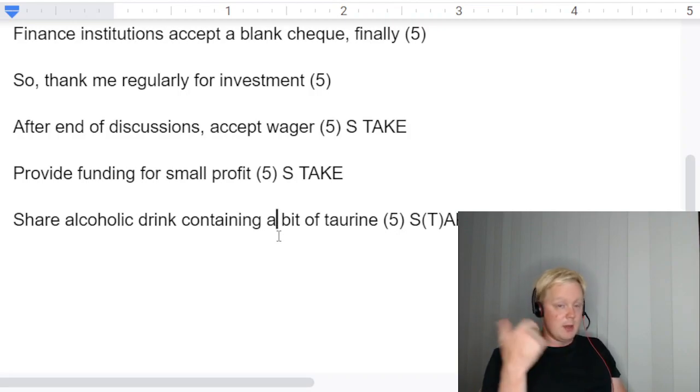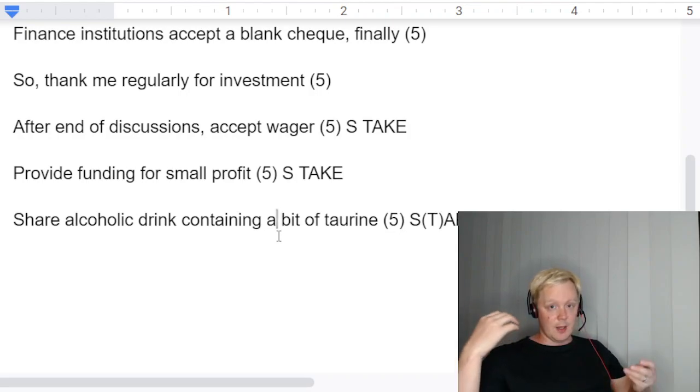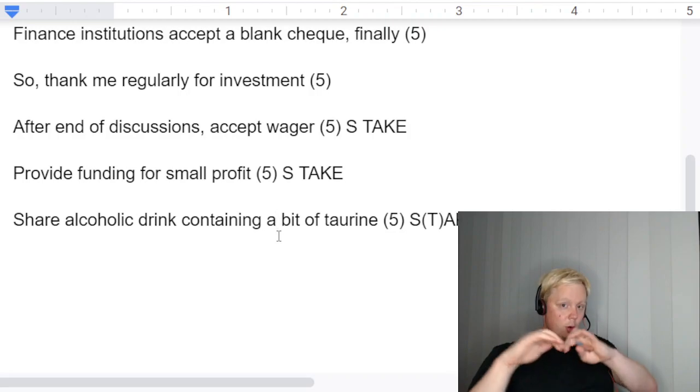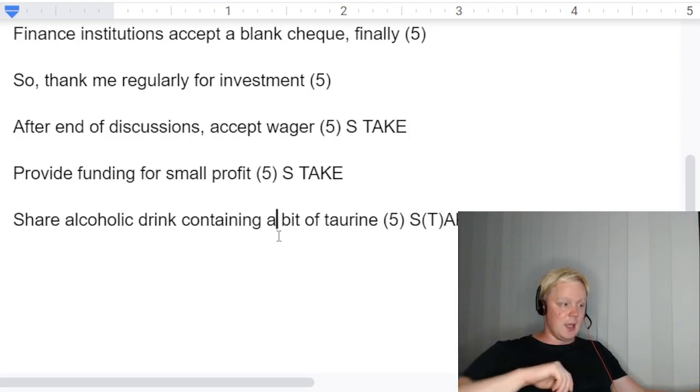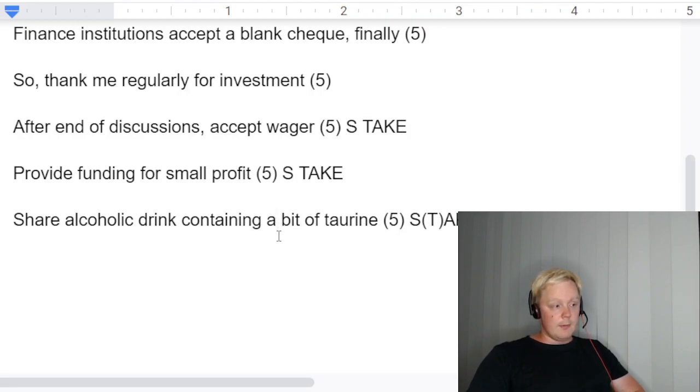It can be in or inside, or as with the hidden word clues, it can be something like broken by or divided by, or it can be something stolen. So alcoholic drink stealing a bit of taurine, if that made any sense. But something like stealing or taking could be an indicator for insertion.